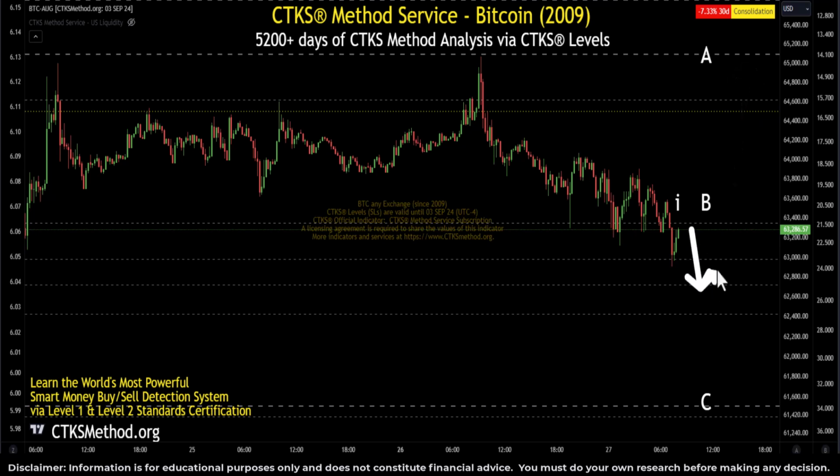If we start to break down through all of this structure, and these are the levels you want to keep your eye on, and they're all revealed inside that indicator, or you can simply mark up your charts with level 1 and level 2 standard certification. If we start to move down below, we expect to open up the potential for C or below. And don't forget to stack your probabilities.